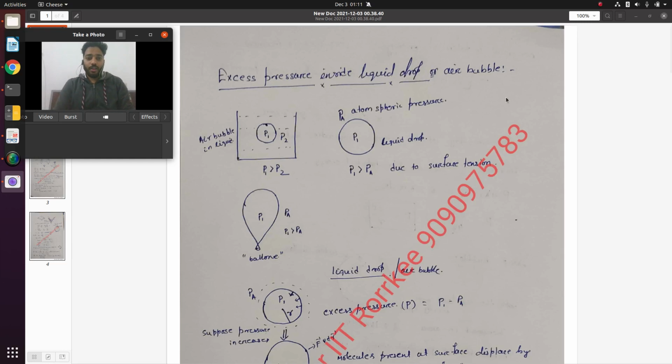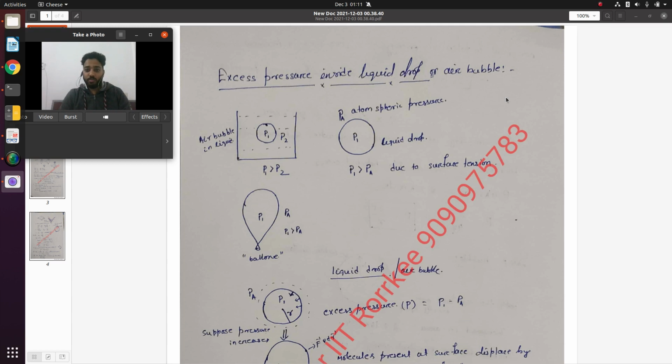So, hello friends. Today we will discuss three problems actually: the relation between excess pressure inside the liquid drop or air bubble, excess pressure inside the soap bubble, and the excess pressure across the curved surface. Okay, so let's see the first one, the excess pressure inside the liquid drop or air bubble.